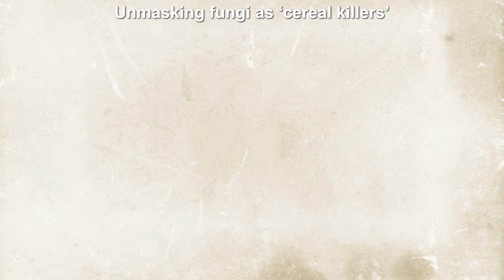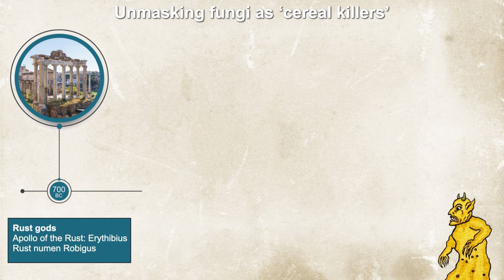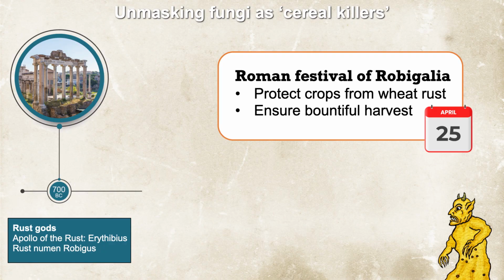So if we go back now in time and we look at 700 BC, this was the period where we had the rust gods. And so in Greek, this was the Apollo of rust, and in ancient Rome, this was the rust god Robigus. And these were considered supernatural plant pathologists. And so they were worshipped every year in order to protect crops from these wheat rust cereal killers. And in the case of ancient Rome, Robigus also had their own festival known as the Robigalia Festival.